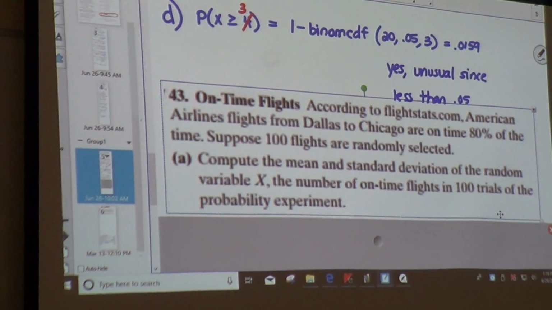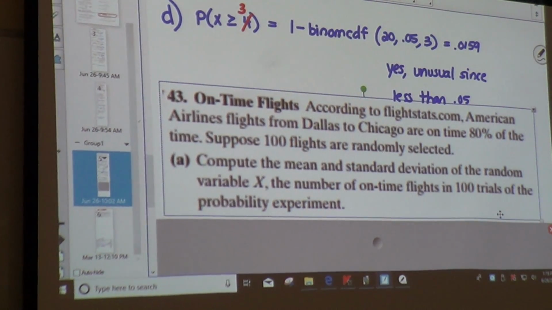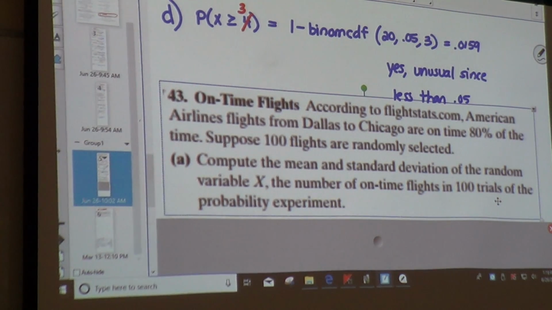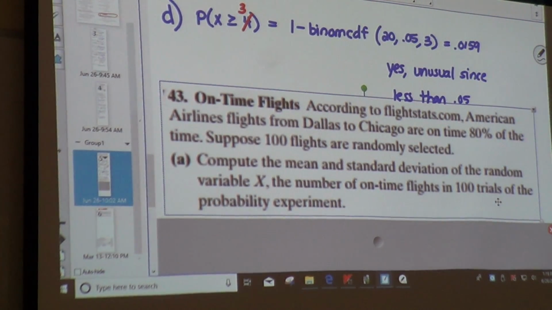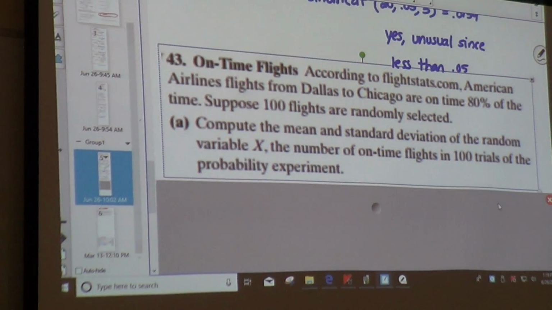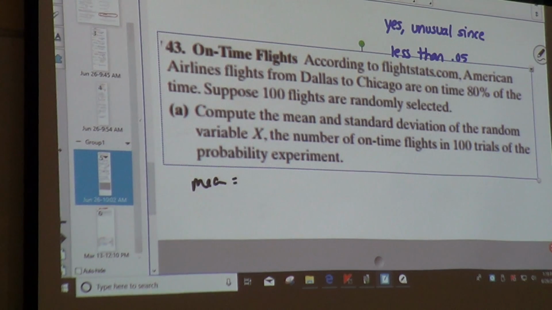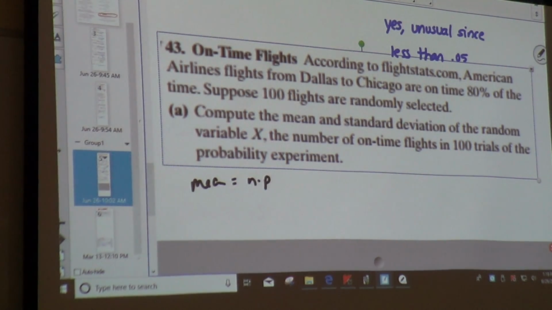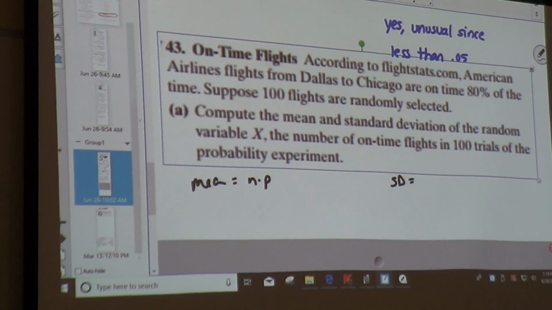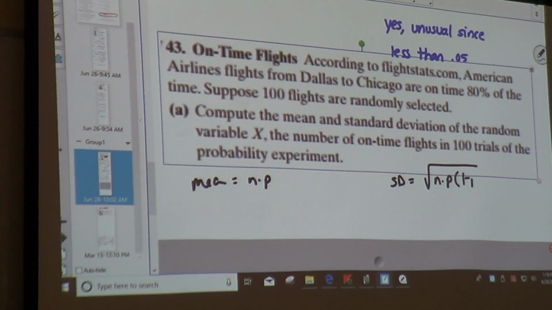Do we remember our formulas for mean and standard deviation? N times P is your mean. And your standard deviation? Square root of something. Your mean is N times P. Your standard deviation is the square root of N times P, parentheses 1 minus P.